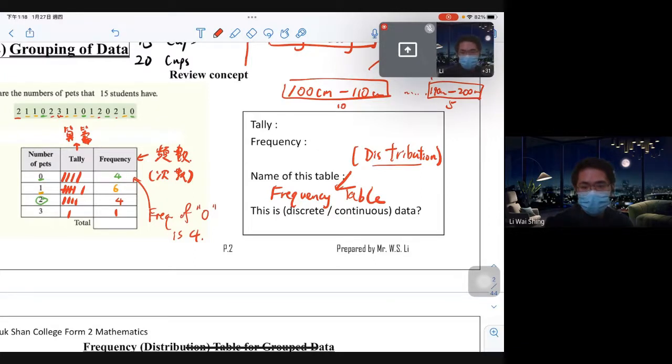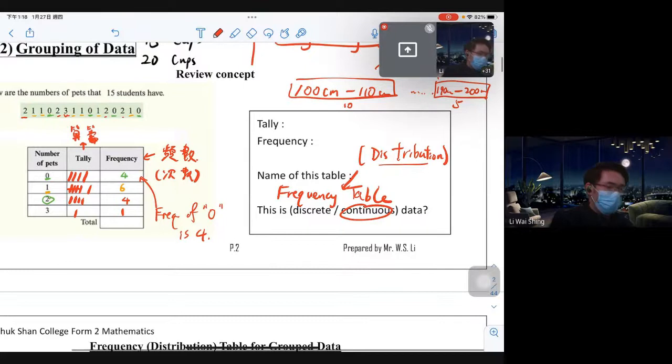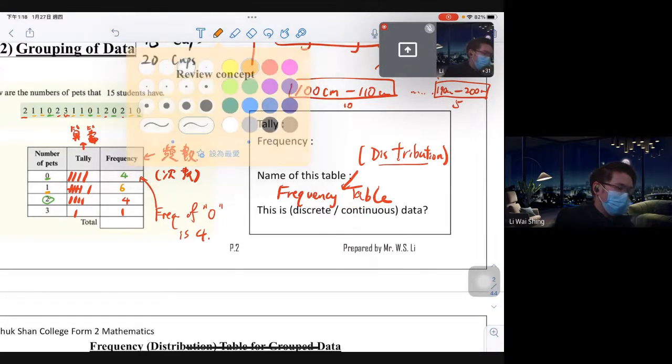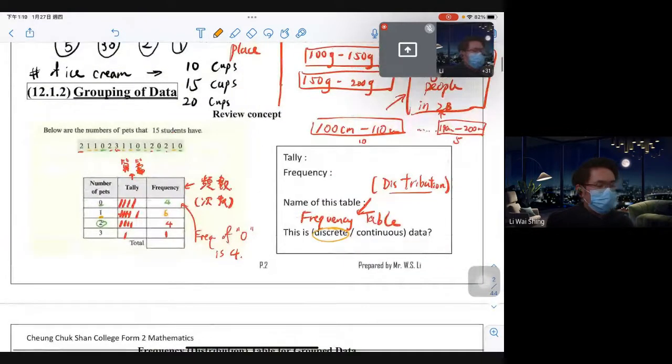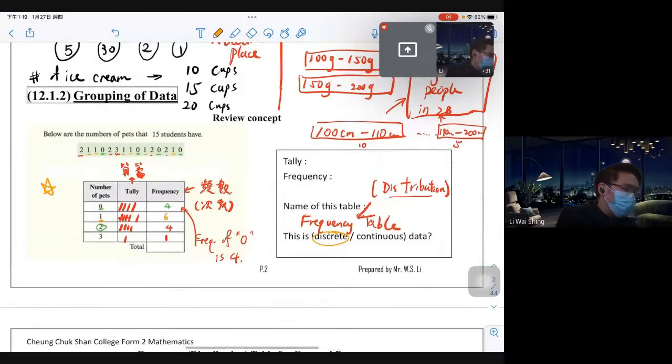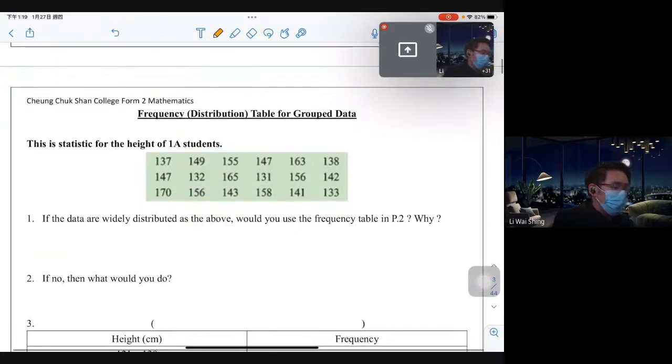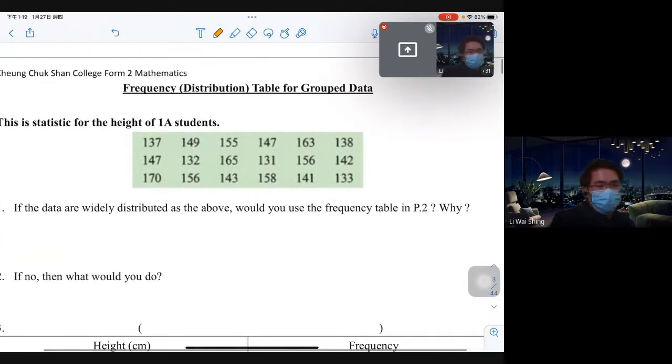I need your response. Normally I ask you in class, but now I can't. Oh, continuous, right? Continuous. Okay, no, discrete, sorry. It should be discrete because you can count the number of paths. So this is the frequency table for discrete data. But now let's take a look at this table. This is the height for 1A students.